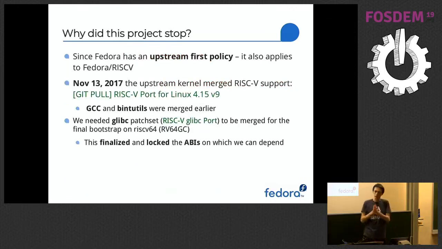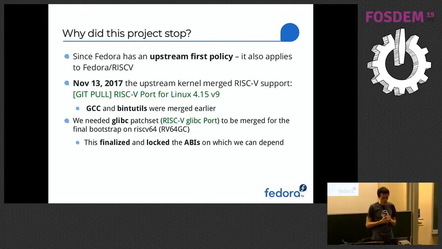So Fedora, of course, has an upstream first policy. That means if you want to build for RISC-V, all the changes we do, we have to go upstream, and then we have to rebuild the whole thing. So we have to do not only release engineering infrastructure stuff, but also a lot of porting. So a lot of things happened. The GCC happened, binutils happened.